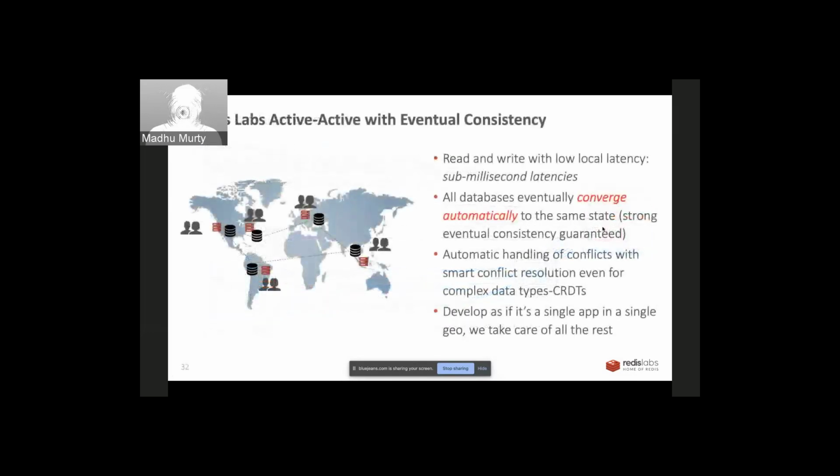So to recap real quick, the idea of Redis Labs Active-Active is to provide strong eventual consistency. You could have read and write with local latency, and usually there is sub-millisecond latency. All the databases will eventually converge. And typically, what we see in a healthy environment is about 1 millisecond plus any network latency that you have.